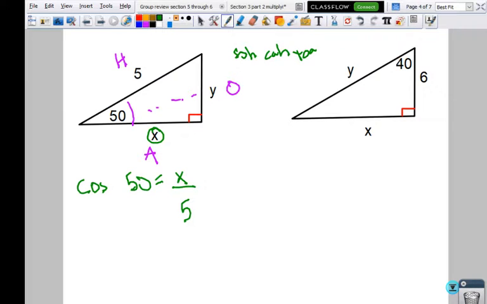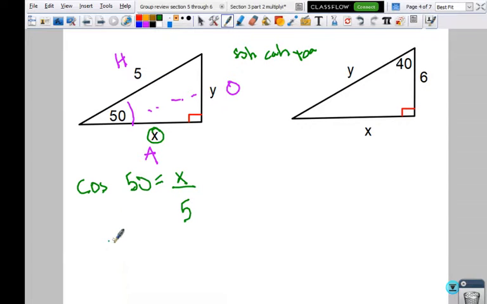But before you do it, click on the little wrench thing at the top right and make sure you are in degrees. So I'm going to go cosine of 50 and we get 0.64.